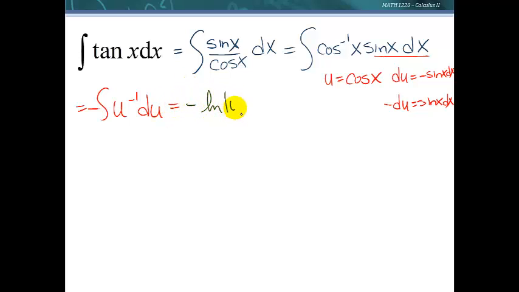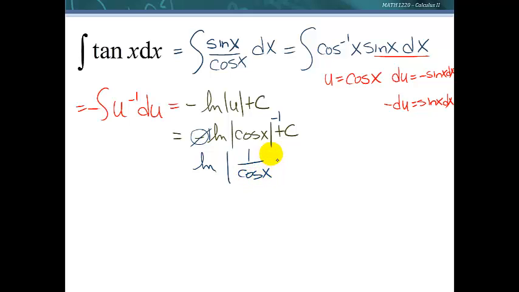Negative natural log of absolute value of u plus a constant. And so we could express that as negative natural log of cosine x plus a constant. So this would be the integral of tangent x. We can actually do one other thing using log properties, and we could take this negative 1 out in front and move it up here, and then that would be the natural log of 1 over cosine x plus a constant. So we could express that as the natural log of the absolute value of secant x plus a constant.